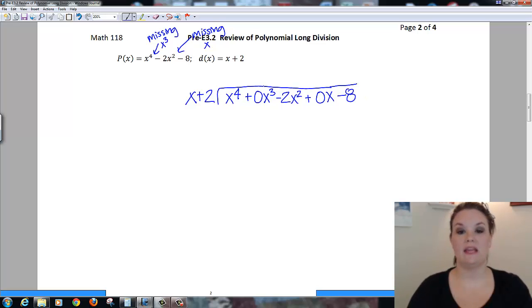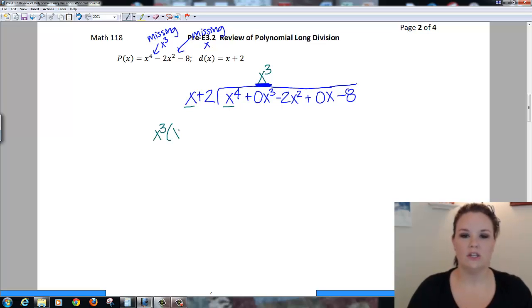Same thing, I have 2 terms in my divisor, so I move over 2 places. I'm going to put my first number here above 0X cubed, and I look at my leading term, which is X, and this leading term, which is X to the 4th. What do I have to multiply X by to make it X to the 4th? I need to multiply it by X cubed.